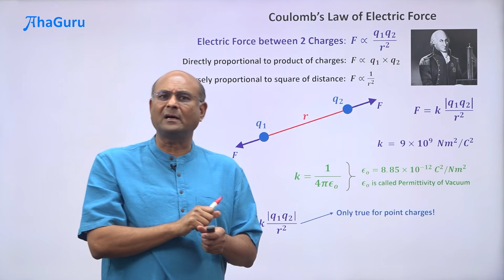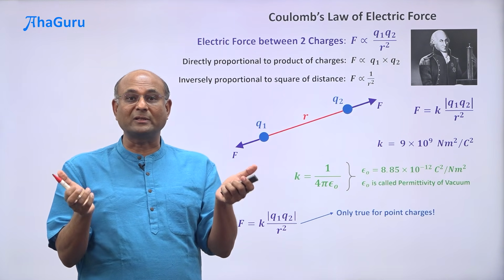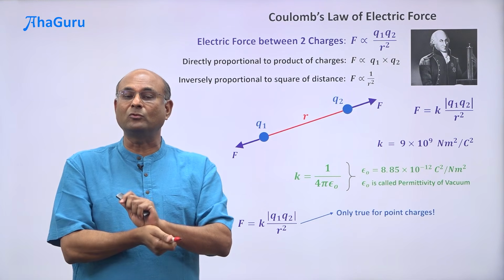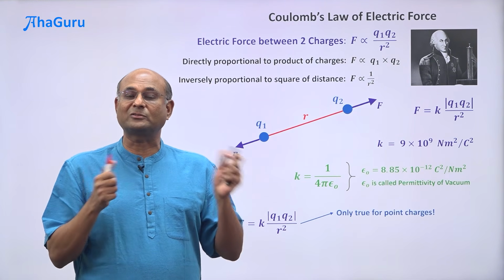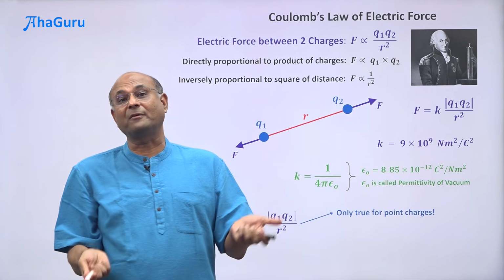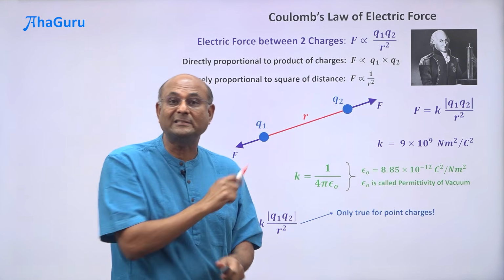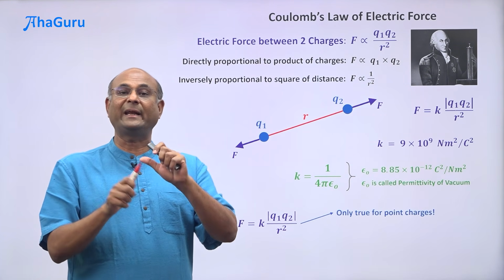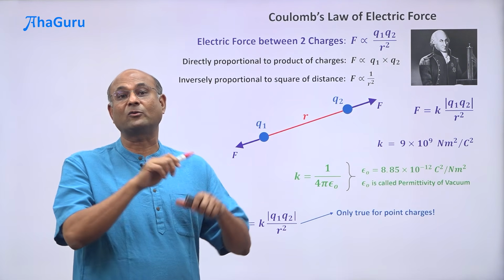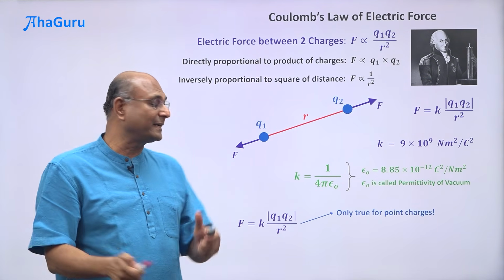Does that mean that two big objects with charges on them don't attract or repel? Of course they do. Electrical forces act on big objects also. But this formula will not work. This formula only works for point charges. For big objects, we will learn later how to use this formula to calculate. We'll have to do some amount of integration and so on.